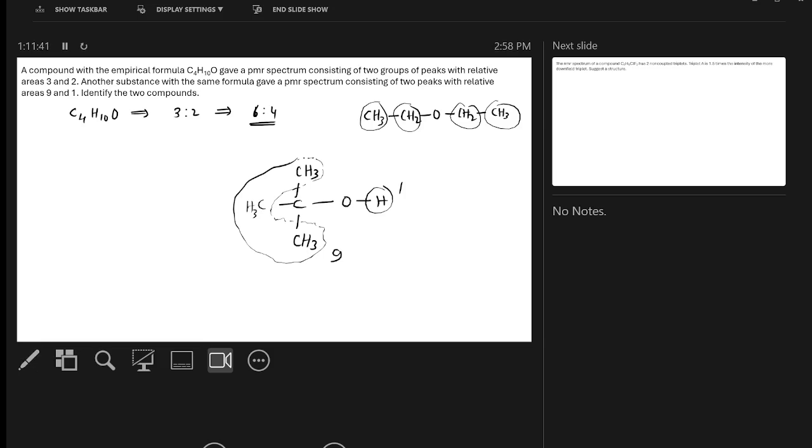So what is the name of this? Diethyl ether. And what is the name of this? Tert-butyl alcohol. Or you can write 2-methyl-2-propanol, like 1,1-dimethylethanol.